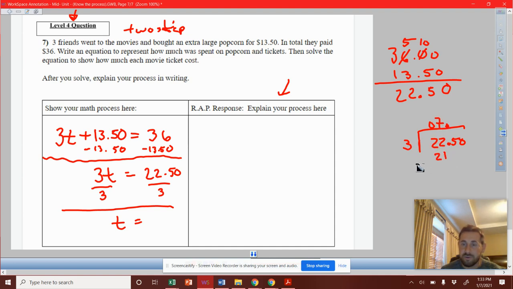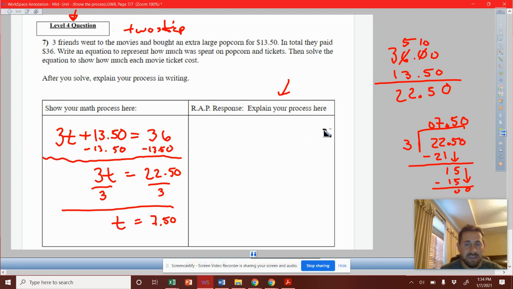I'm sorry, I should have said 22. I was already thinking of the answer in my head. So 22 minus 21 is 1, and I'm going to bring down the 5. How many 3's go into 15? 5 of them. 3 times 5 is 15. I'm going to get 0. And I could bring the 0 down, but how many 3's go into 0 is 0. And you can see the price is $7.50 per ticket.